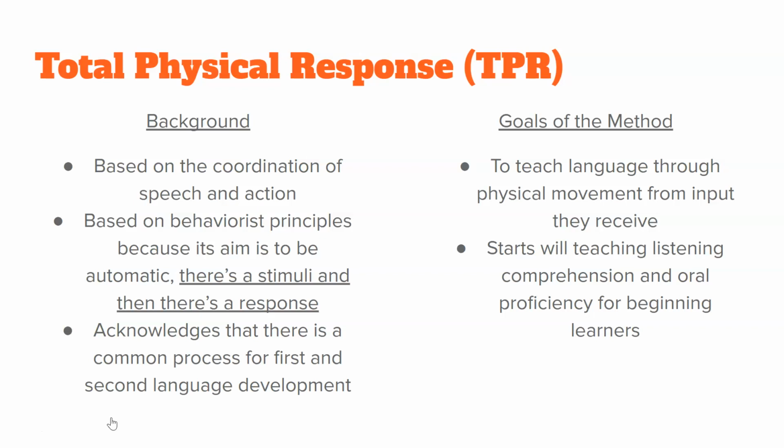So the next method we're going to learn about is the total physical response method, and it is based on the coordination of speech and action. Its aim is to be automatic, and there's a stimulus and there's a response, similar to the audiolingual method. And it acknowledges that there's a common process for learning your first language, your native language, and learning a second language.